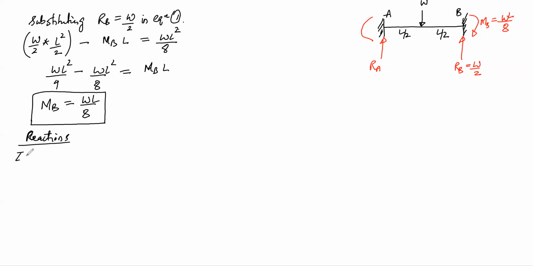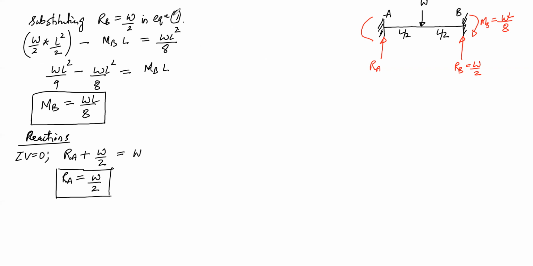So if I consider sum of all vertical forces is equal to 0, then I will get RA plus RB, that is W by 2, is equal to minus W, that is downward W, so it is W. That is, upward forces is equal to downward forces. So from here we can write RA is equal to W minus W by 2, that will be W by 2. This is the reaction at A.